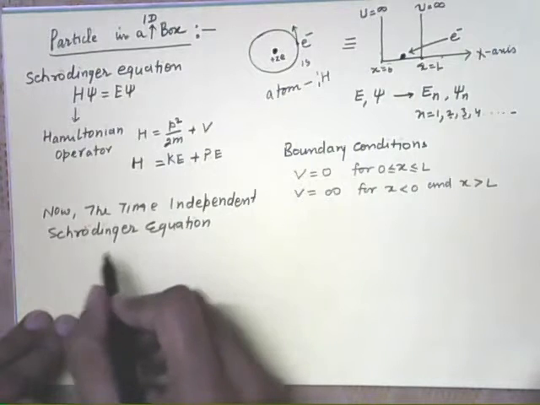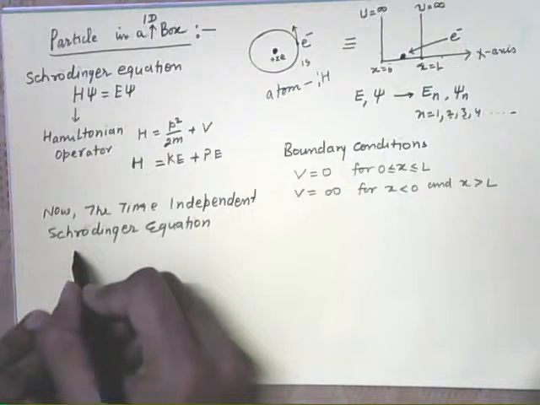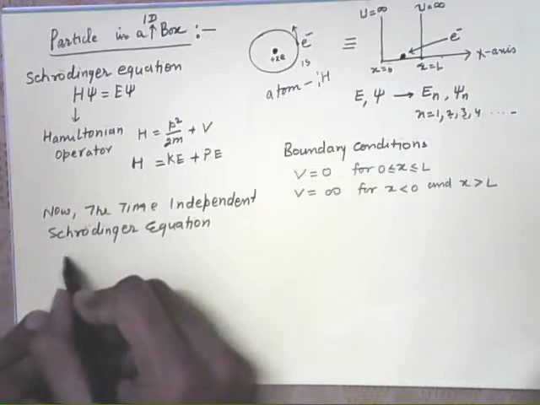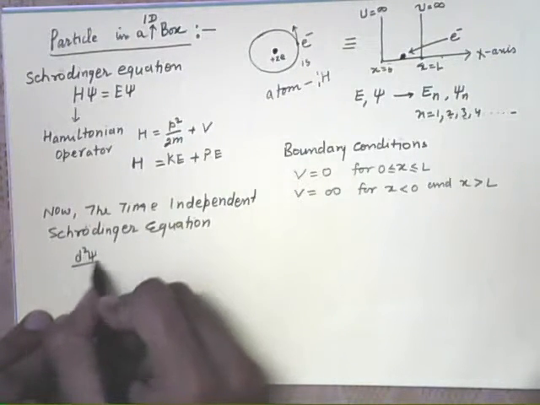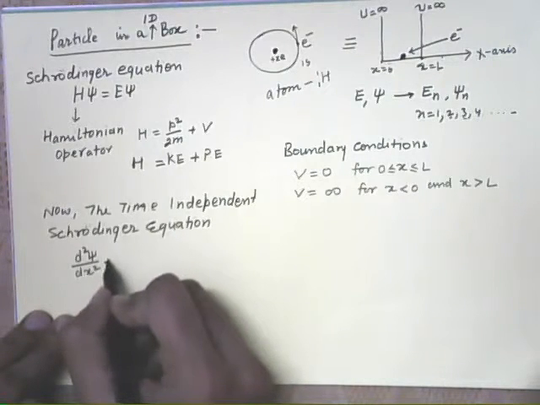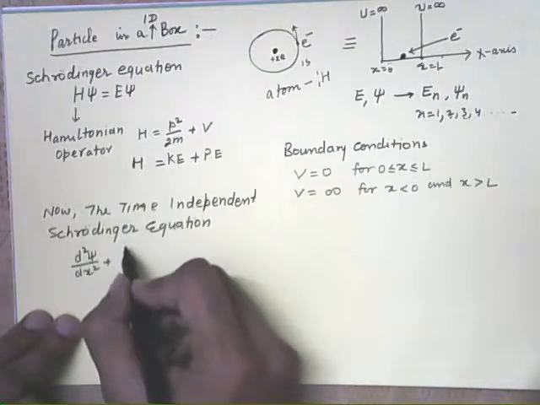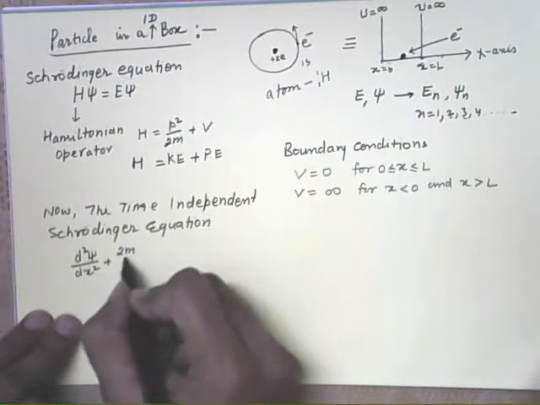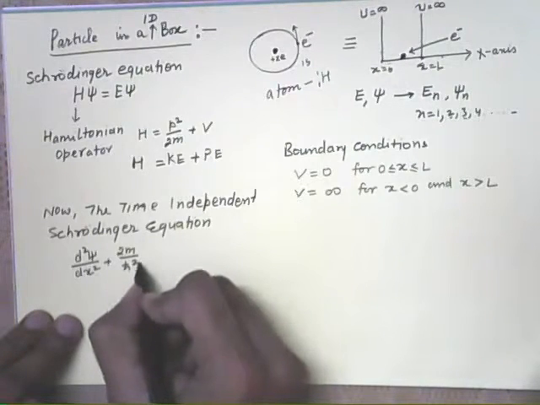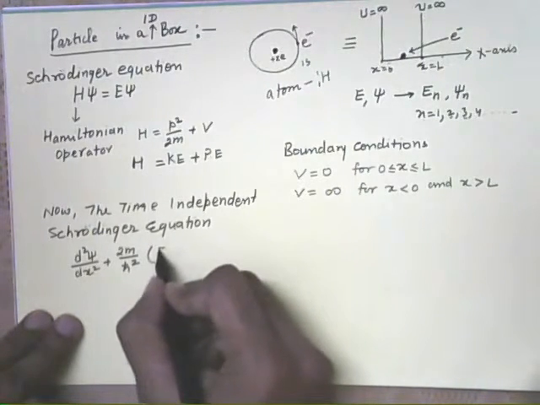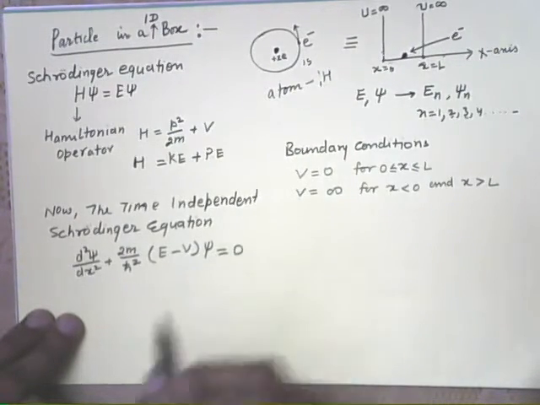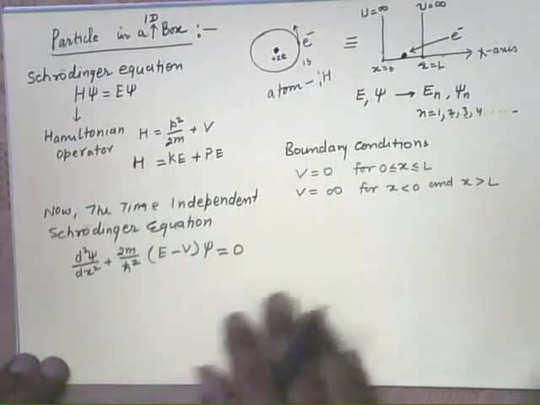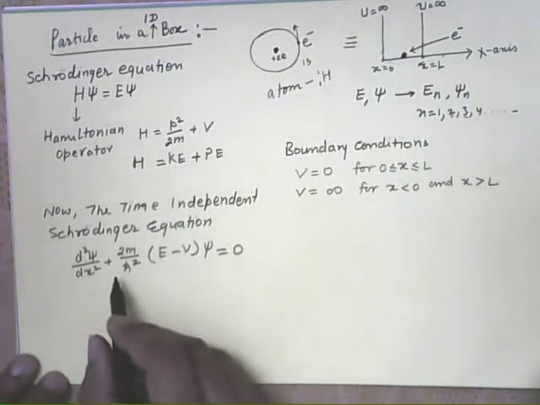First we have to write this Schrödinger equation for a particle, that is d²ψ/dx² + (2m/ħ²)(E − V)ψ = 0. This is the Schrödinger equation, the time independent Schrödinger equation.